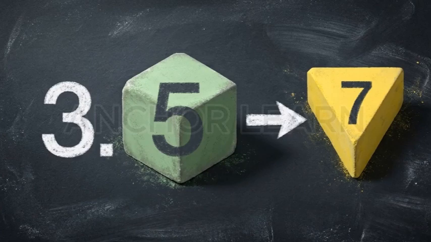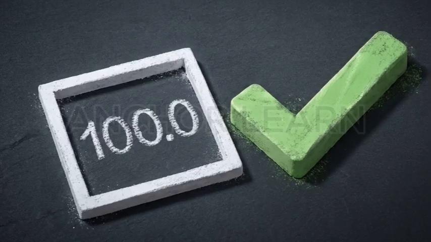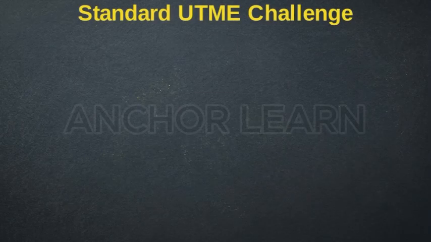Rounding is a mechanical execution based on the behavior of that immediate next digit. When the rule is applied correctly, the final value is never a matter of intuition. Let's apply this to a standard UTME challenge.